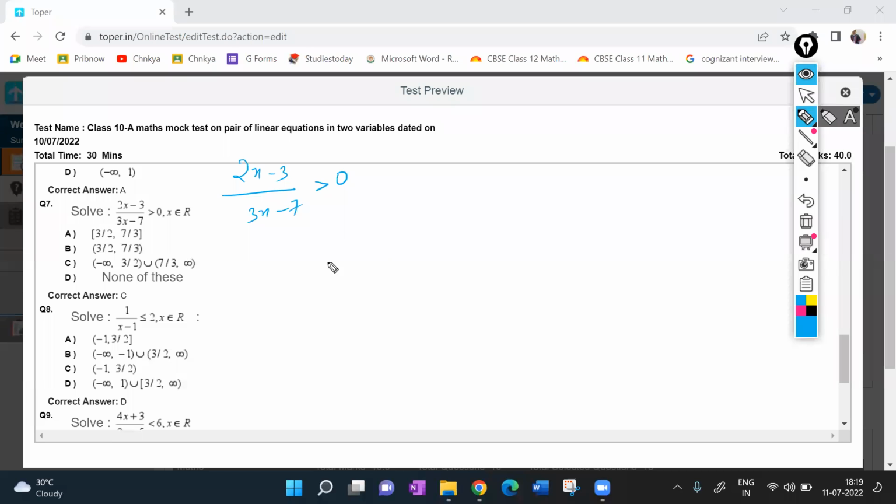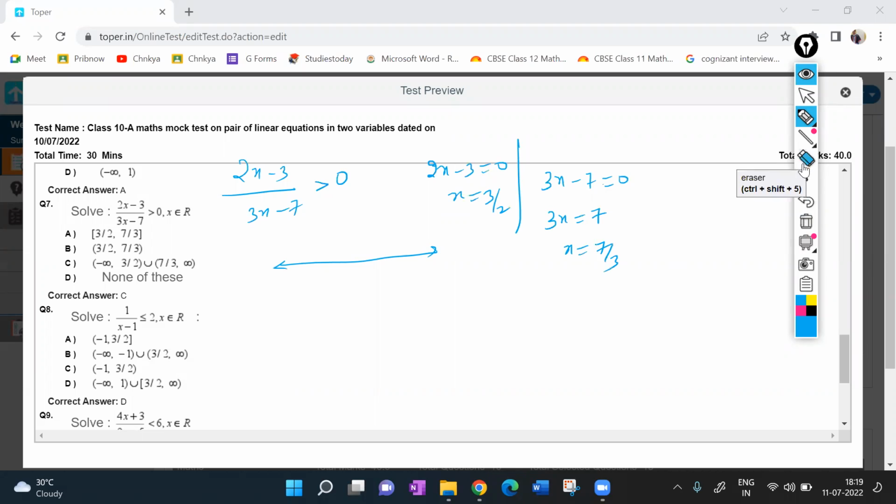No problem. What you do is simply put a number line. What are the critical points, I mean the zeros, you get? 2x minus 3 is 0 gives x equal to 3 by 2, and 3x minus 7 equal to 0 gives 3x equal to 7, so x equal to 7 by 3. So 3 by 2 is lesser than 7 by 3. So I write 3 by 2 here, 7 by 3 here, minus infinite to plus infinite. I need to keep plus, minus, plus. Why? Because the coefficient of x is positive and the power is odd, so I can keep plus and minus alternately.